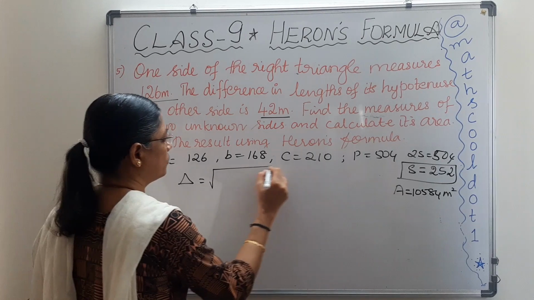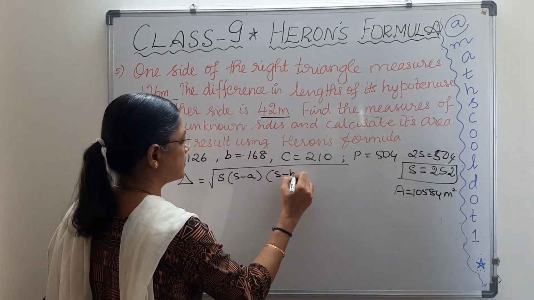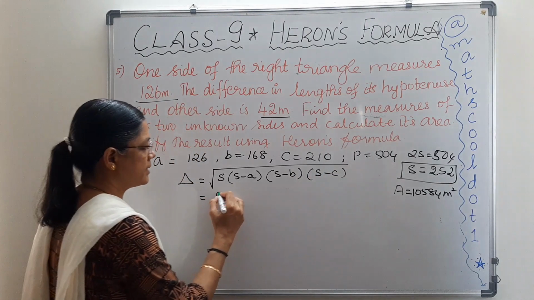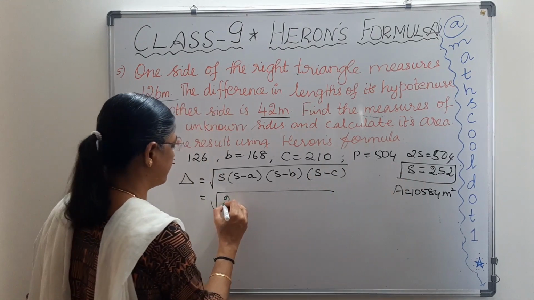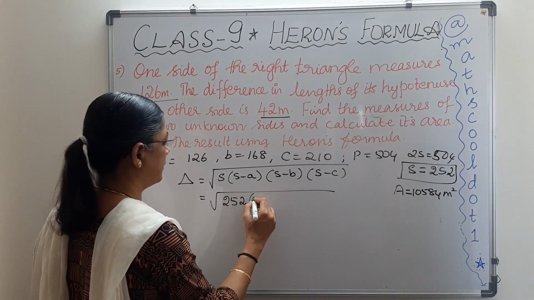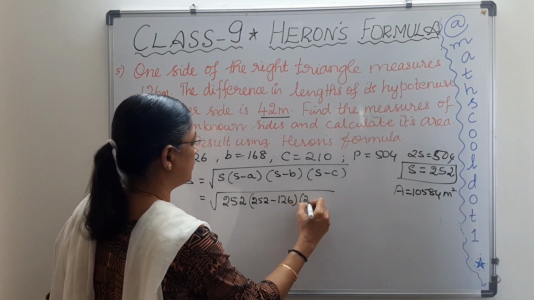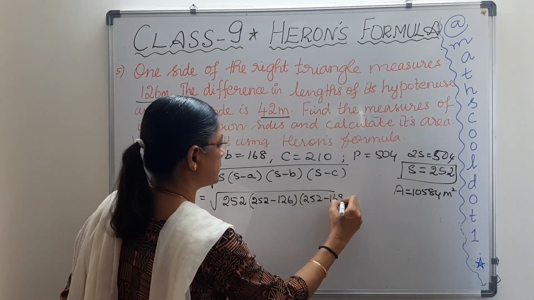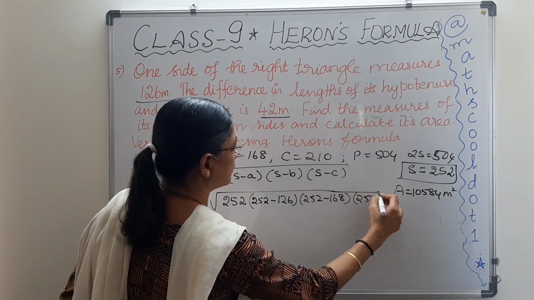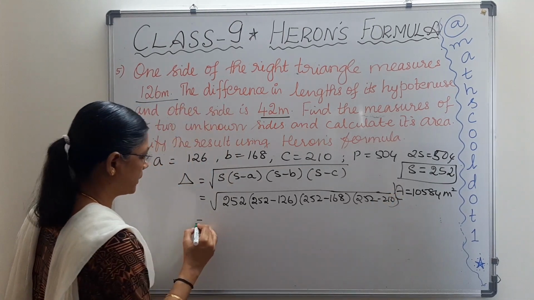Del is equal to root of S into S minus A into S minus B into S minus C square units. So now what is S? S is 252. Now what is 252 minus A? It is 126. Then 252 minus 168 and 252 minus 210. Okay, you just mark it.